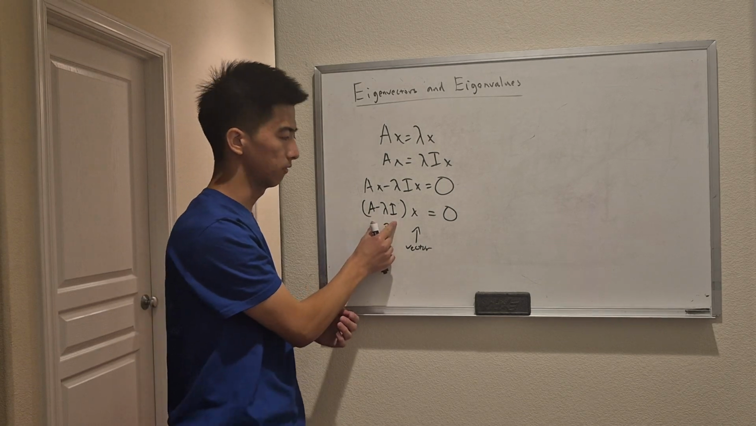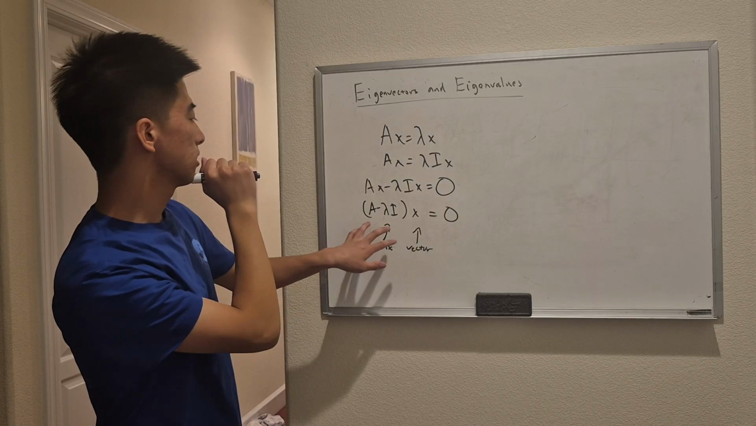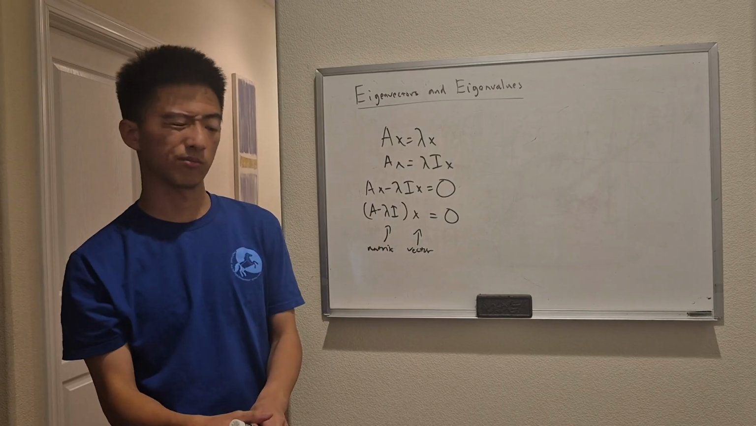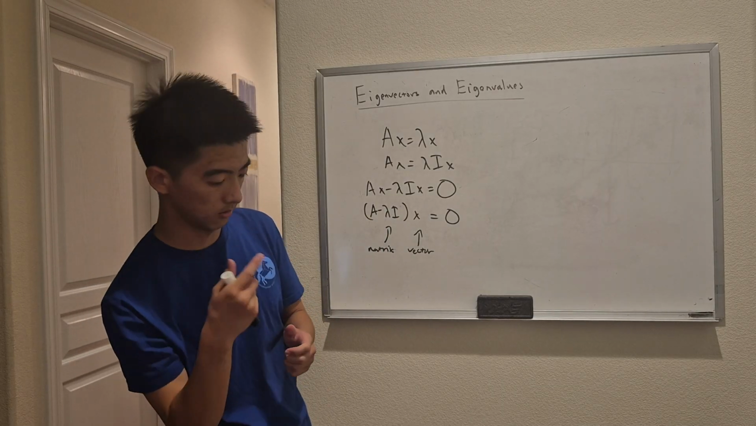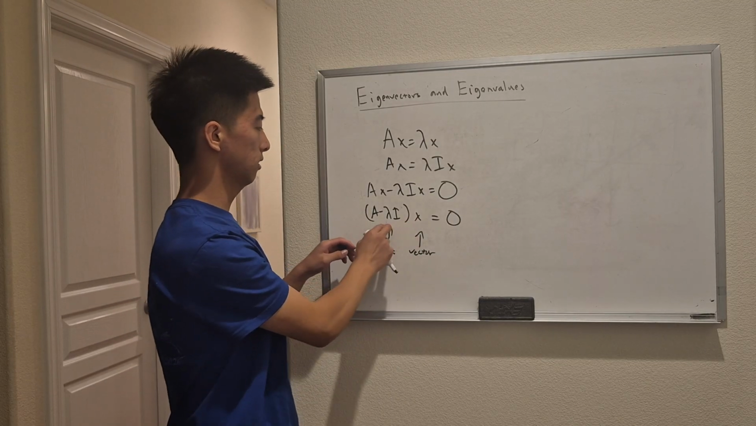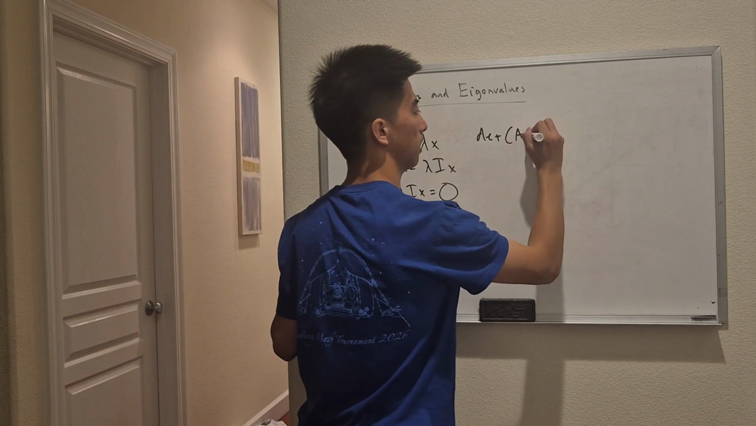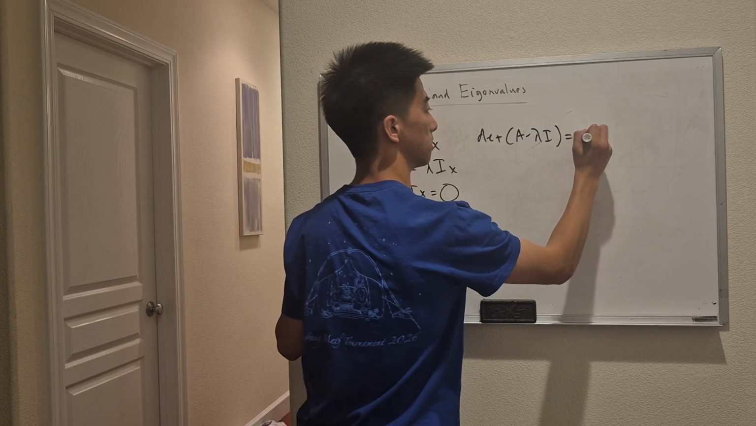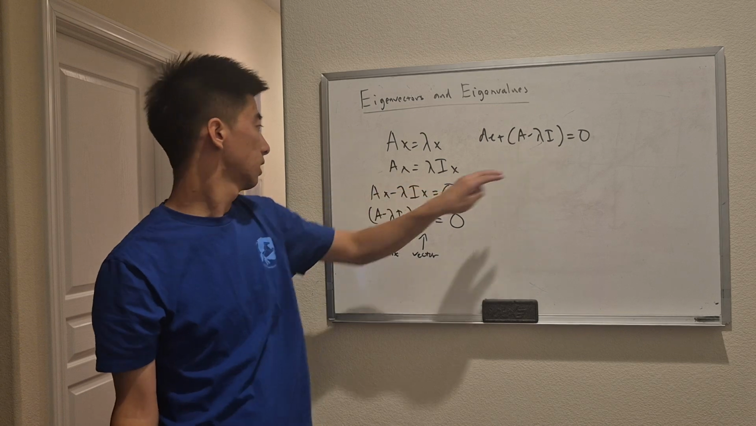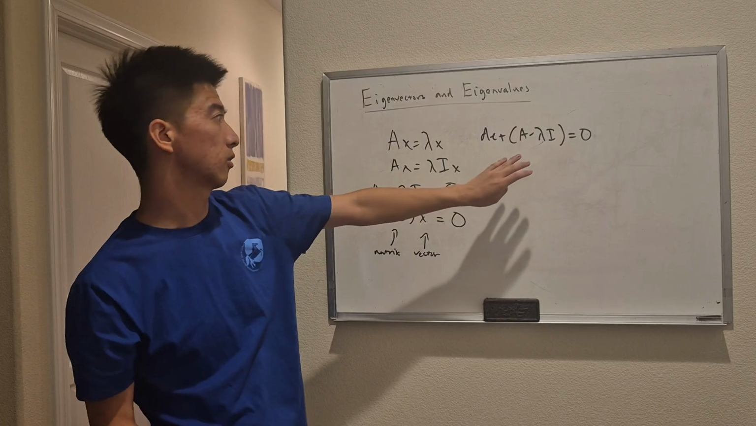And so if this is not invertible, then that means the determinant of the matrix is 0. That is also part of the invertible matrix theorem. So that means for x to be an eigenvector for this lambda value, we need the determinant of A minus lambda I to be equal to 0. And so this is called the characteristic equation of this matrix, and this will tell you the eigenvalues.